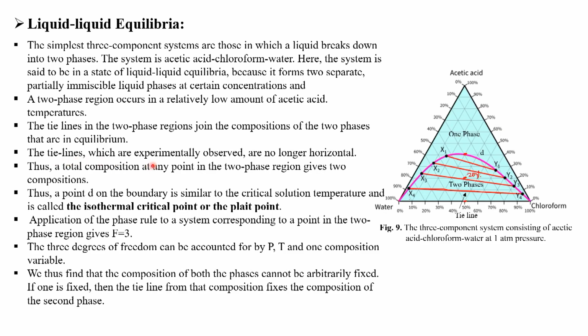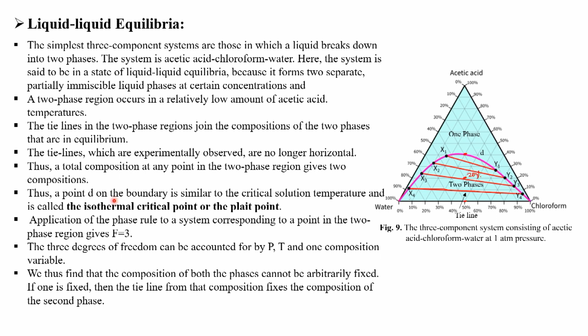So the tie lines which are experimentally observed are no longer horizontal. Here, for this case, these are not horizontal. Thus the total composition at any point in the two-phase region gives two compositions, right? So yes, you get two compositions, as I mentioned.